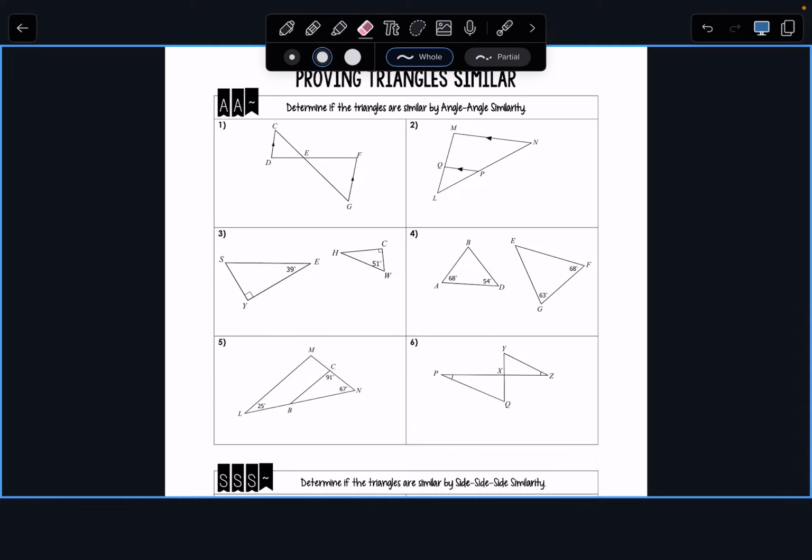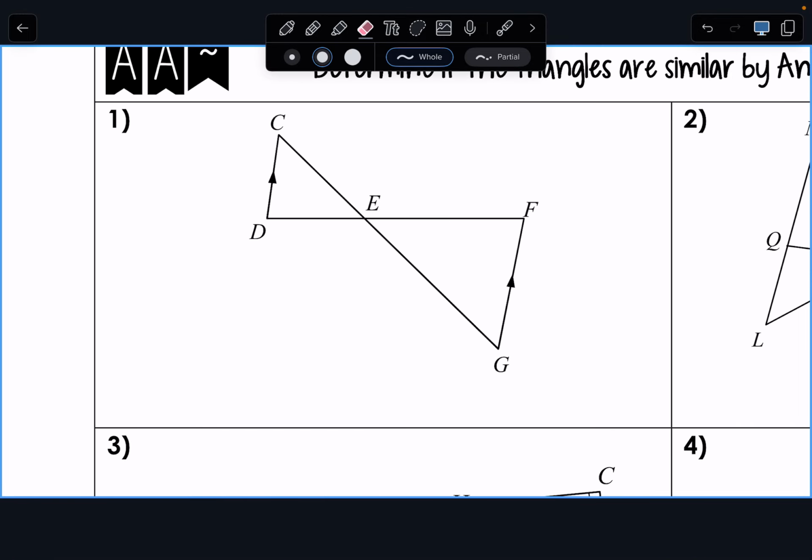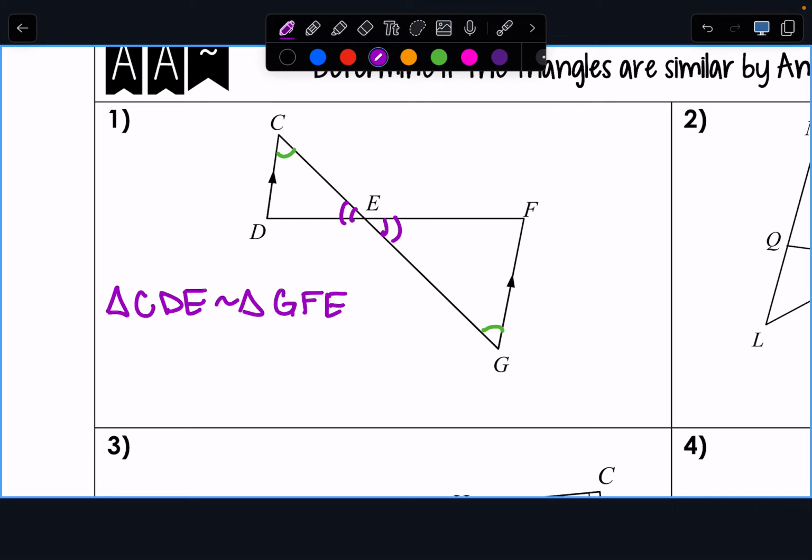Can you tell me, for number 1, are those two similar triangles? Okay. We have parallel lines and a transversal. We have vertical angles. So we can say triangle CDE is similar to triangle GFE by angle-angle. Okay?